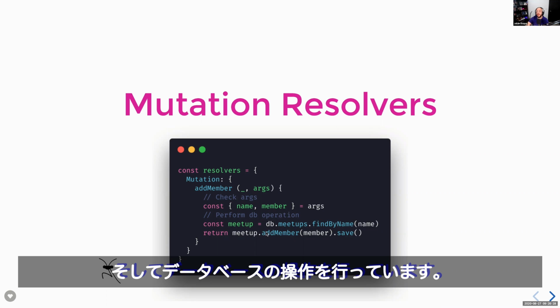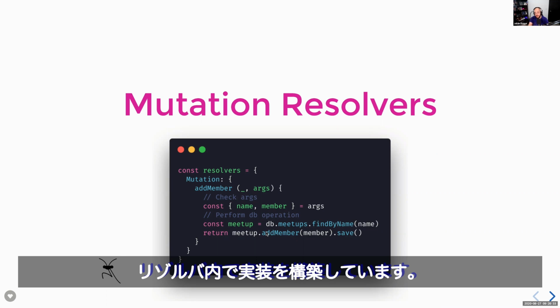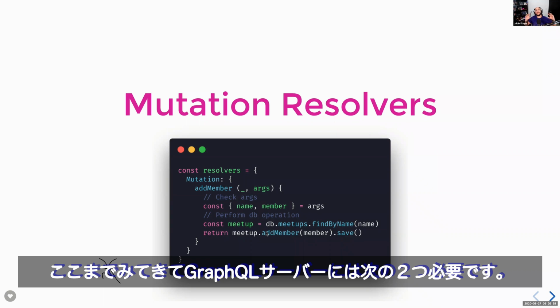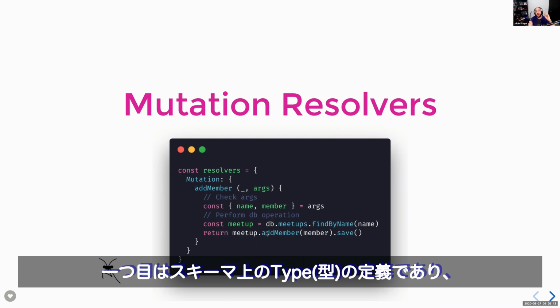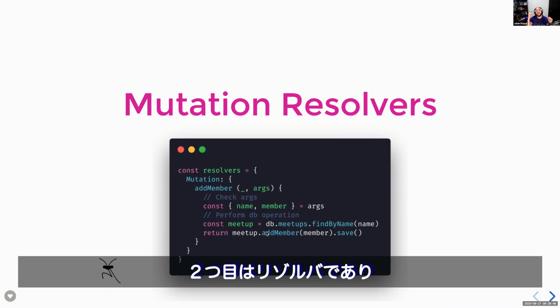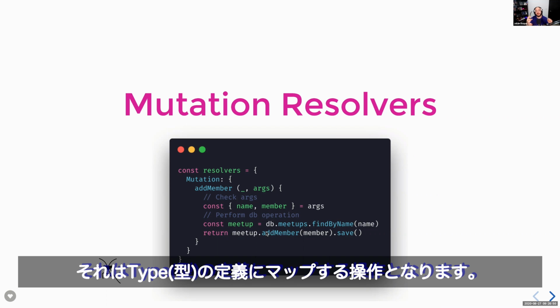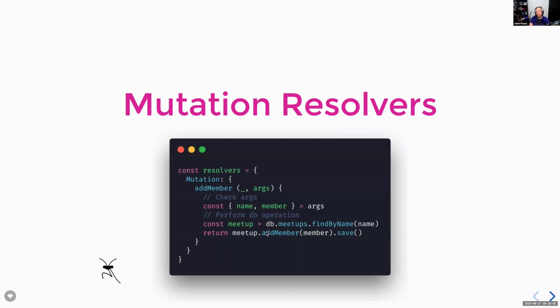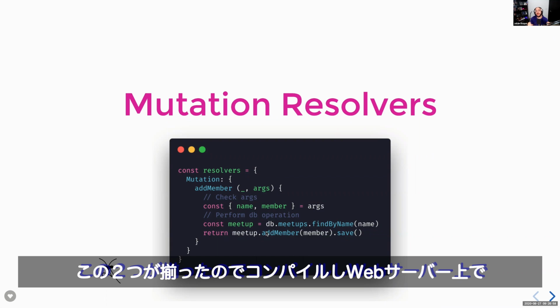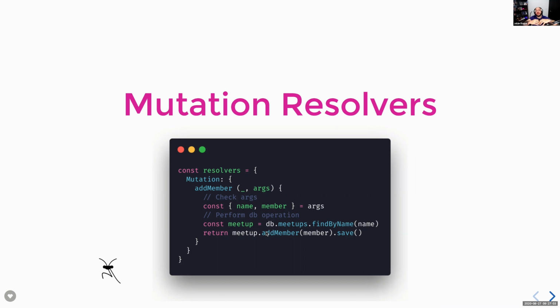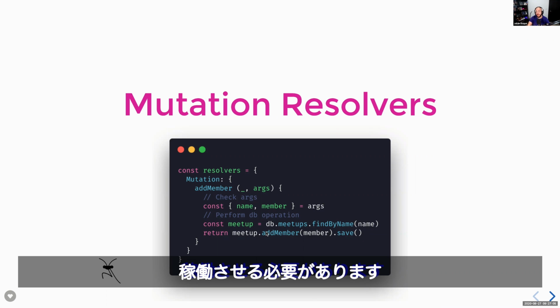And then I am doing the operation on the database, creating the implementation in the resolver. So what we have seen is that to have a GraphQL server, you will need to have two things. One is the type definitions on a schema, and the second is going to be the resolvers, which are the operations that map to that type definition. Now that we have those two things, we need to compile and serve those two things into a web server.